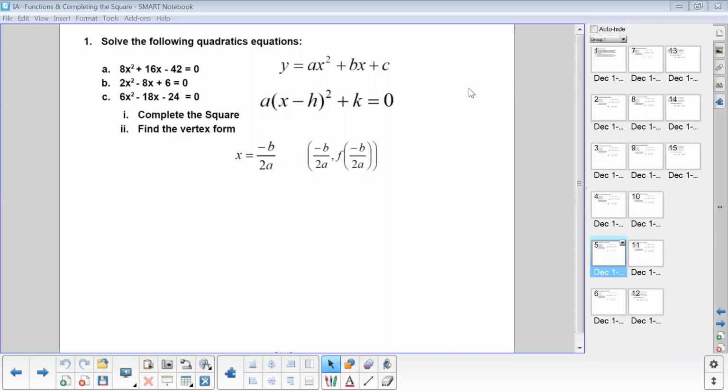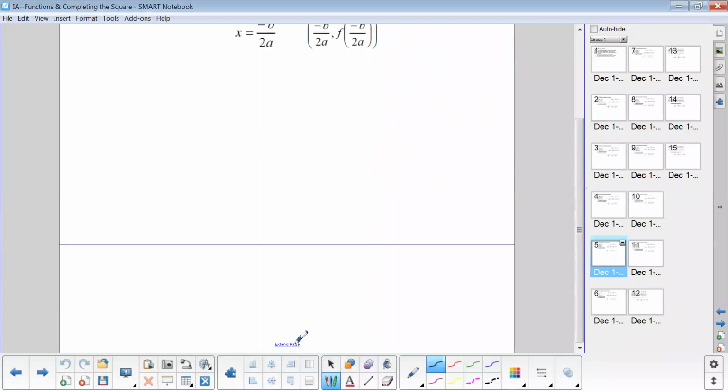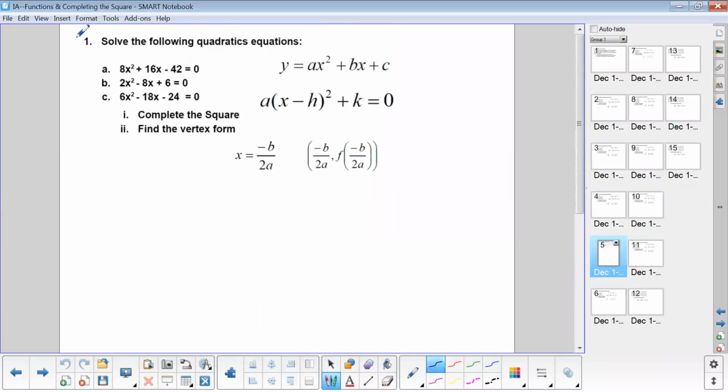These next three problems, we will look at completing the square when a is larger than 1. So let's take the first one. You get 8x squared plus 16x. I'm going to add the 42 over. And since a is not 1, I would like to make the coefficient of x squared 1. So I'm going to factor out 8, which will leave me with x squared plus 2x, making room to complete the square.